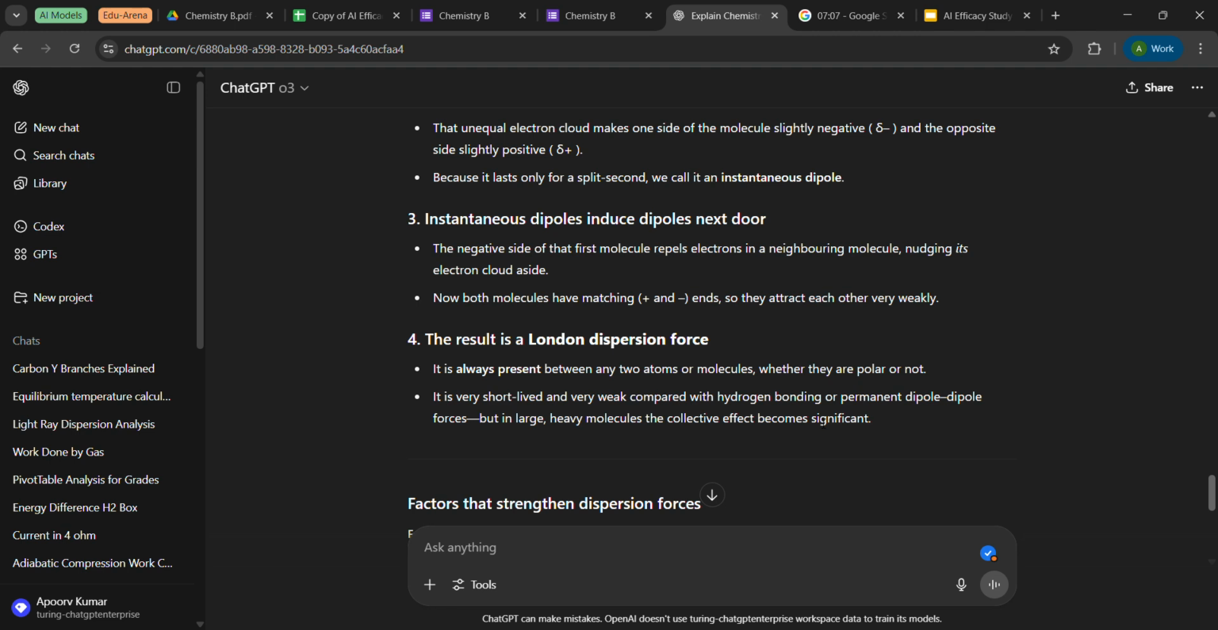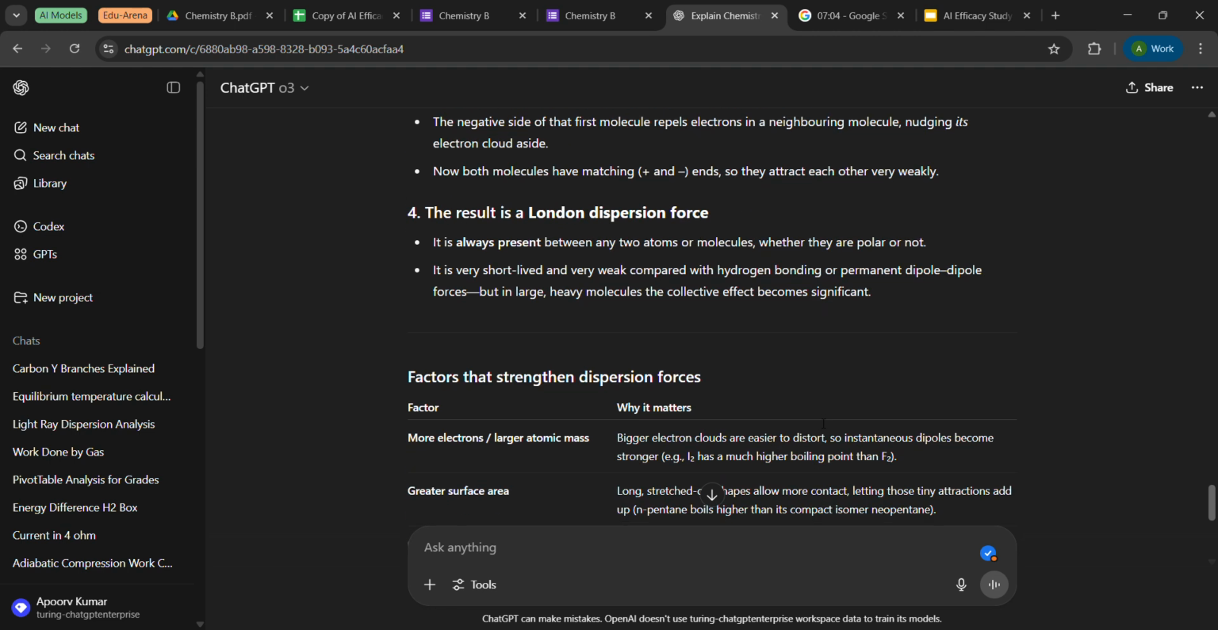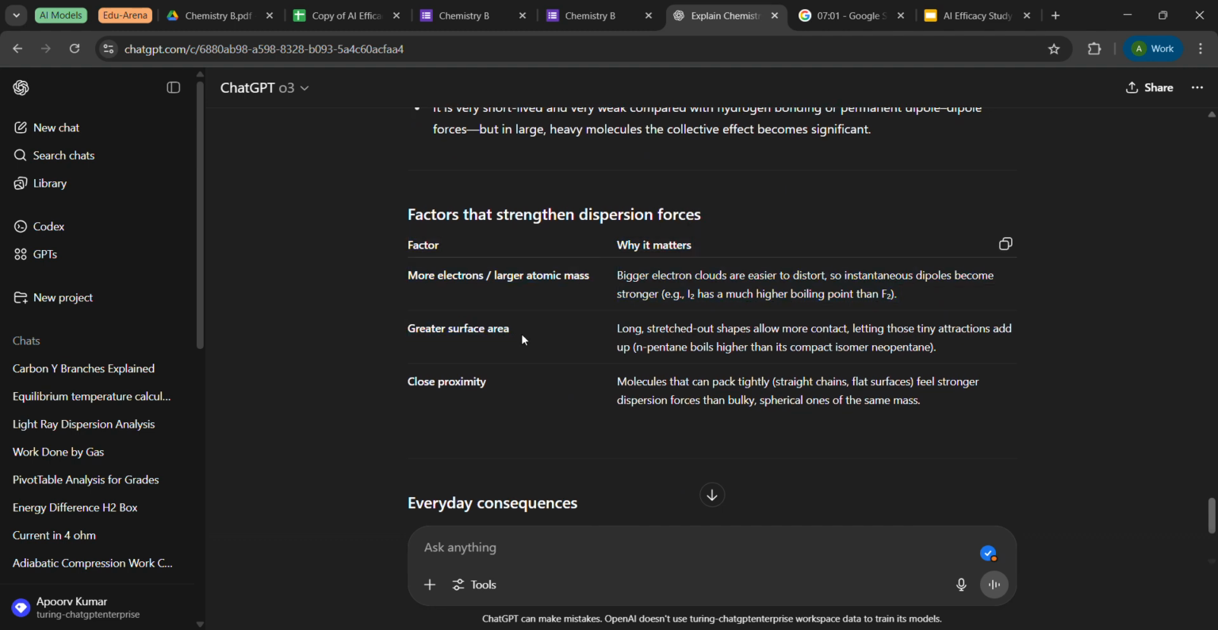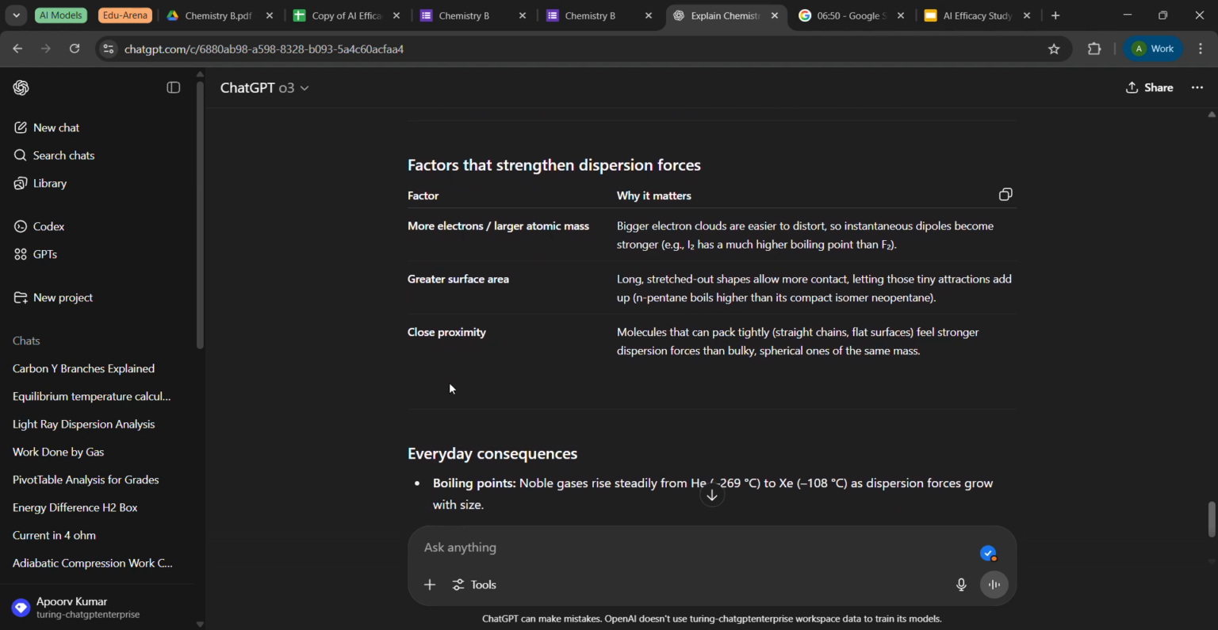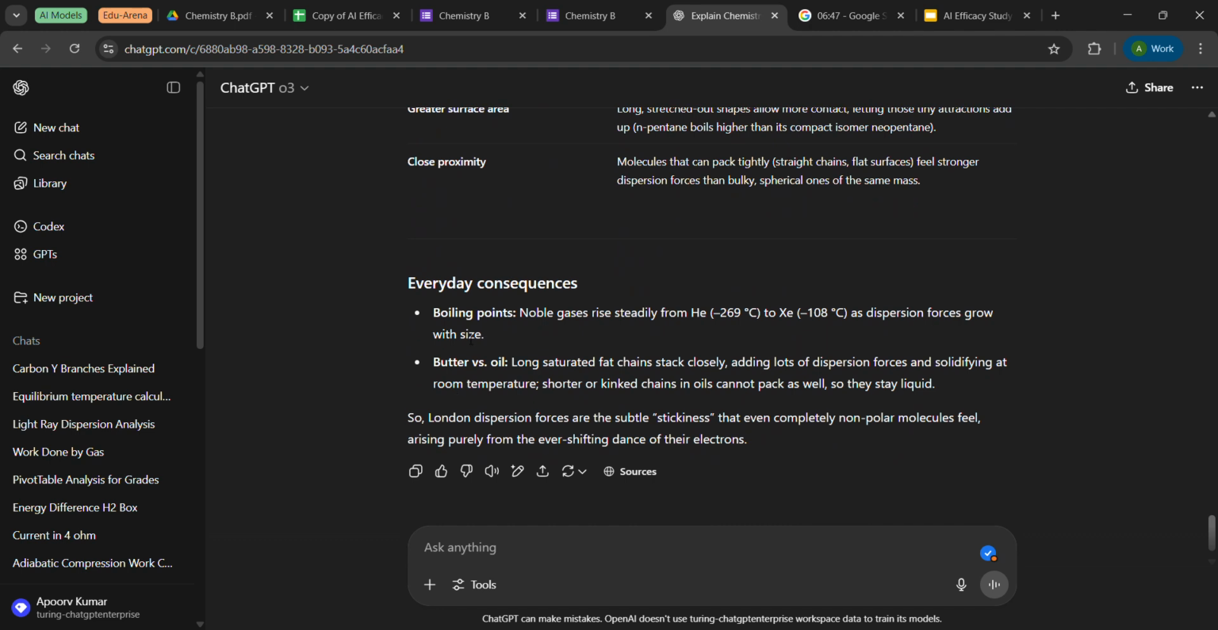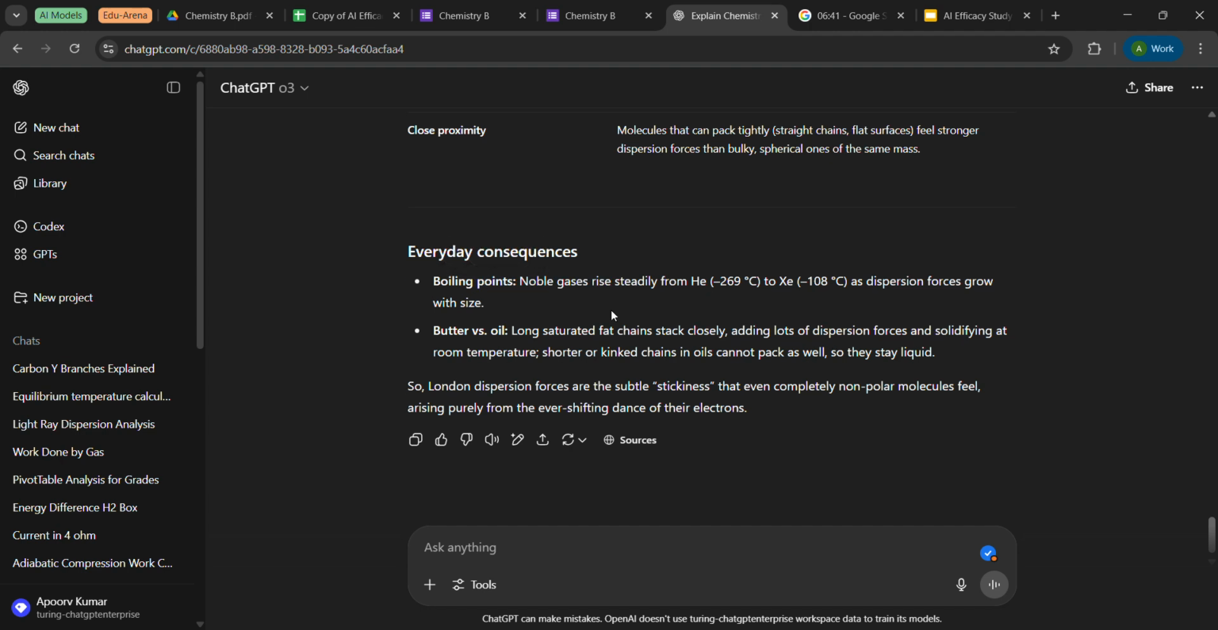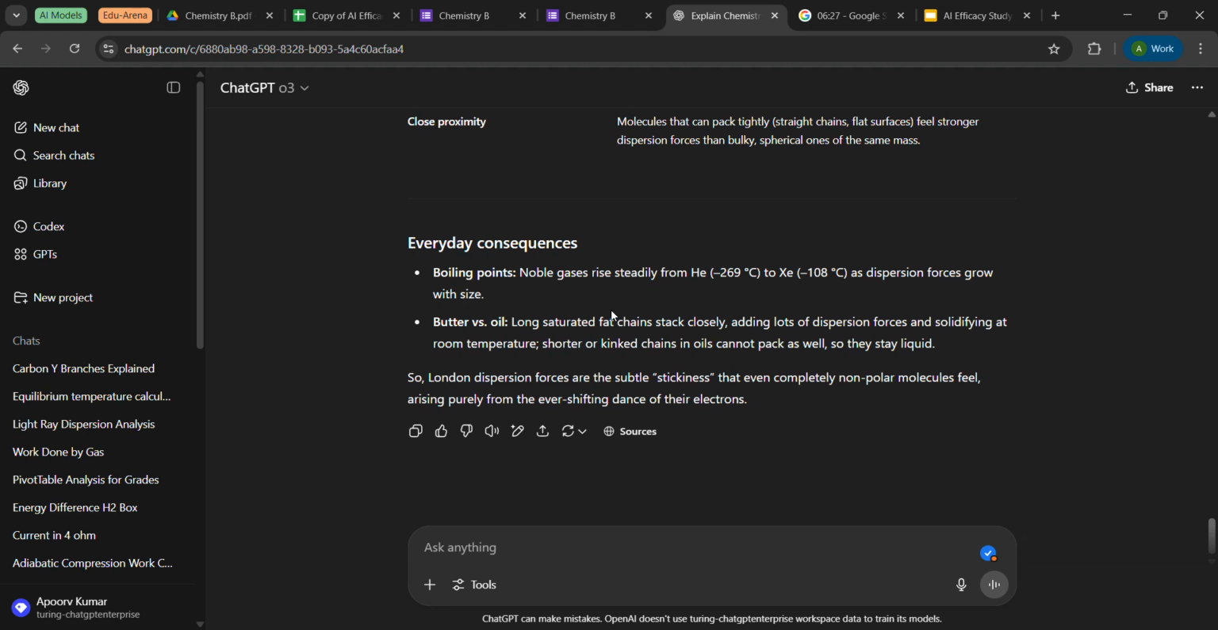Factors affecting it: it should have greater surface area, more electrons, or closer proximity. Boiling point, noble gas. So the dispersion forces grow with size. Butter versus oil: long saturated fatty chains stack closely, adding a lot of dispersion forces and solidifying at room temperature. Short and lean ones cannot, so they stay liquid. Okay.